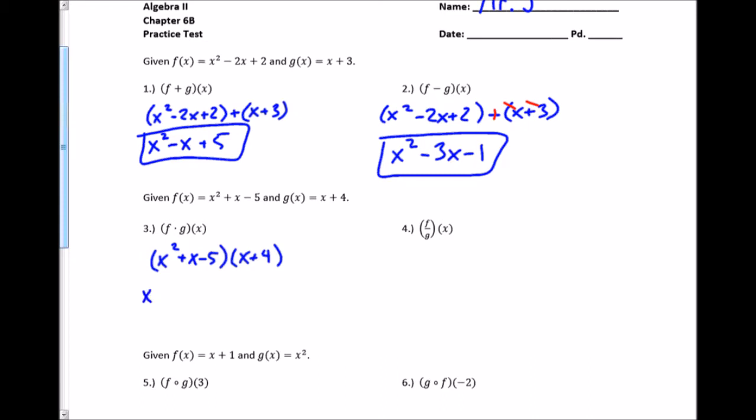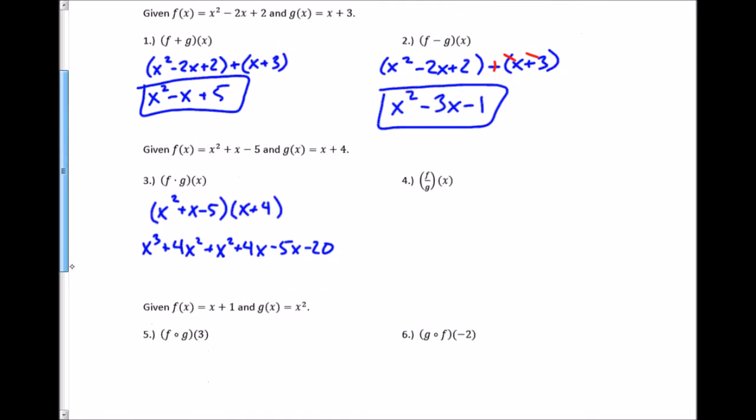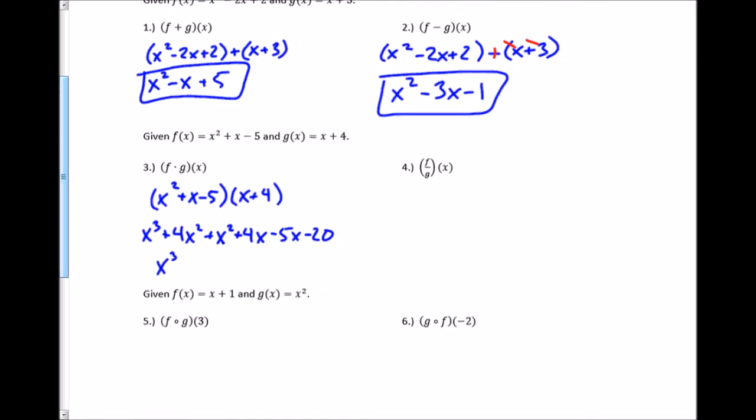That's going to give me x cubed plus 4x squared. And then I distribute the x. That gives me x squared plus 4x. And then distribute the negative 5. That's a minus 5x minus 20. And then I combine like terms. That's going to give me x cubed plus 5x squared minus x minus 20. And that's it.